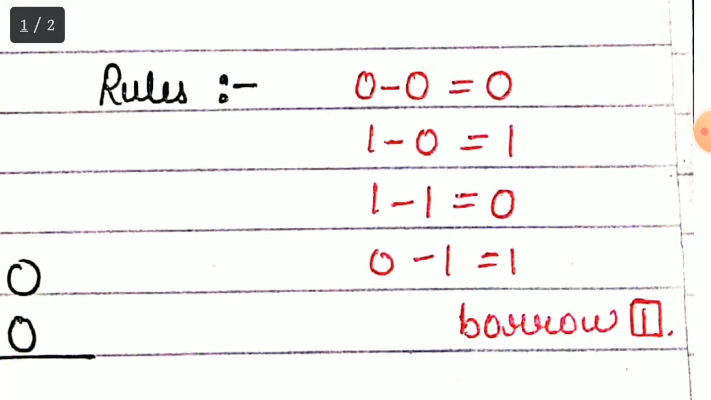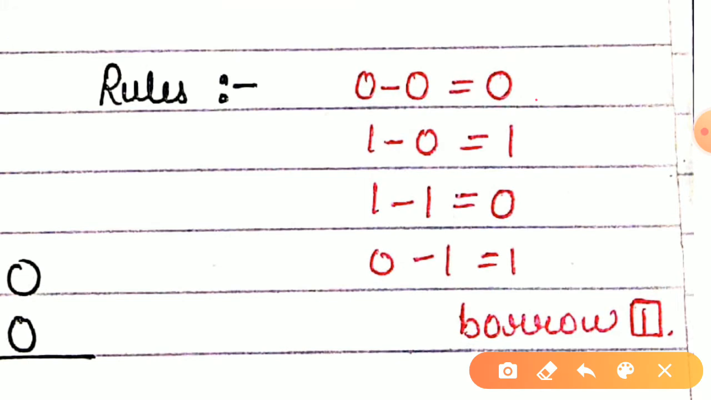Firstly, see over here. 0 minus 0 is 0. 1 minus 0 is 1. 1 minus 1 is 0, and 0 minus 1 is 1, but we have to take a borrow 1 from the left hand side.